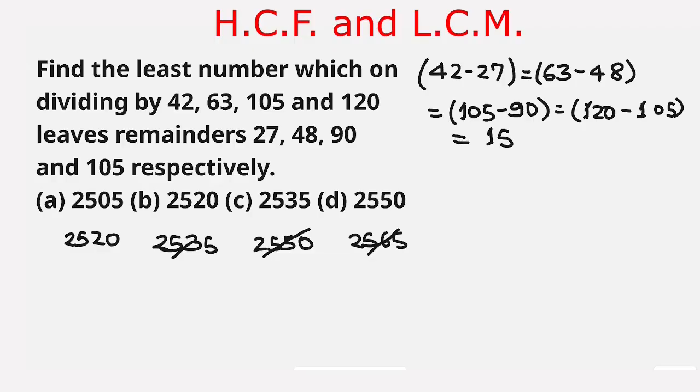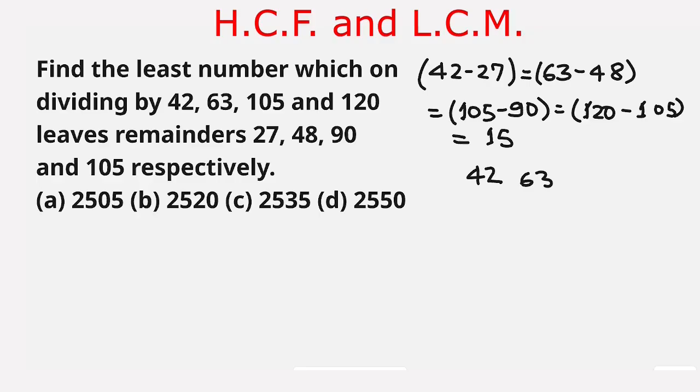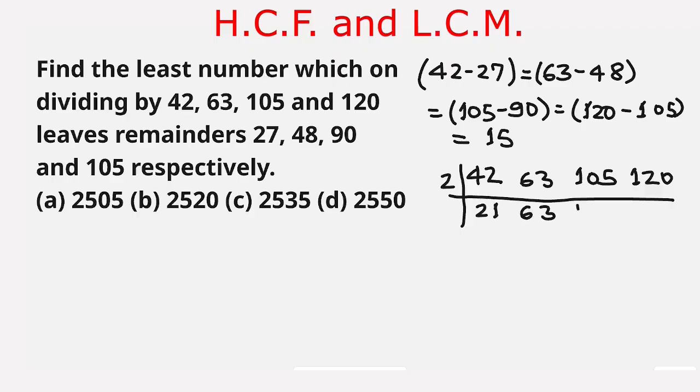Now we solve this question by the regular method. I erase these numbers. We write all these numbers: 42, 63, 105 and 120. We divide these numbers by 2. 2 divides 42 for 21 times. We write 63 as it is. We write 105 as it is. And 2 divides 120 for 60 times.